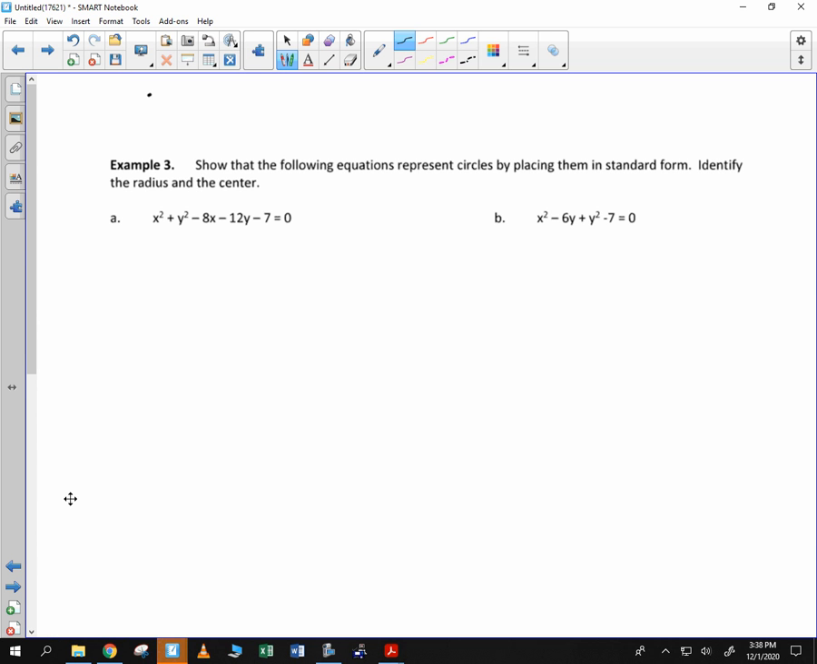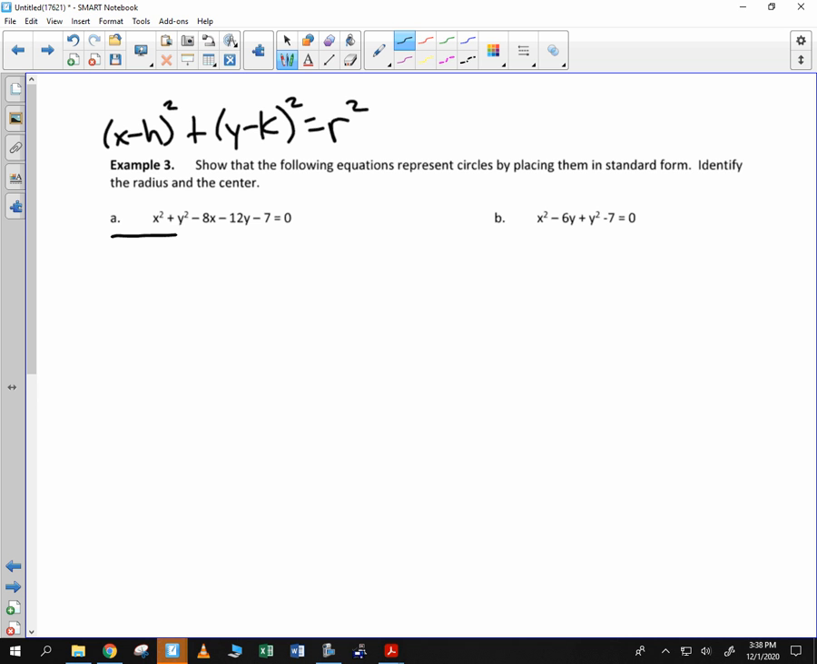All right, final example. It says show that the following equations represent circles by placing them in standard form. Okay, so first you need to understand a little bit about these equations. Notice that we want to make it look like (x minus h) squared plus (y minus k) squared is r squared. That's what you want it to look like.